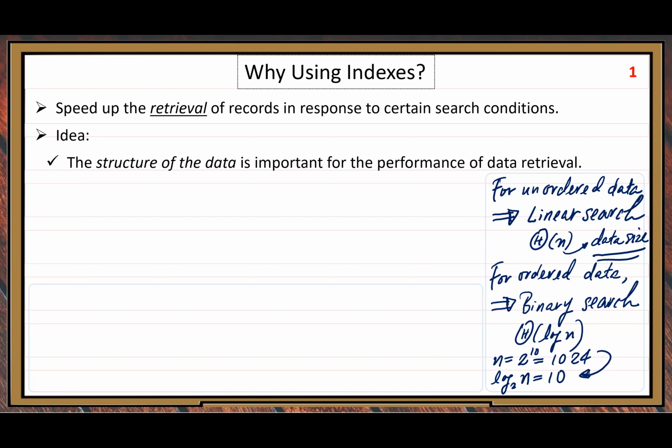From 500 to 10, that's a big difference, right? But 1,000 is not a big number. You can imagine 1 million. Think about 1 million, all right?